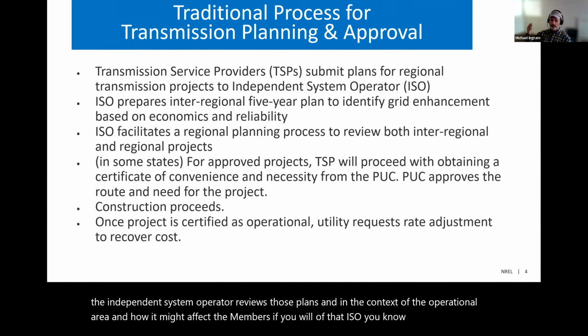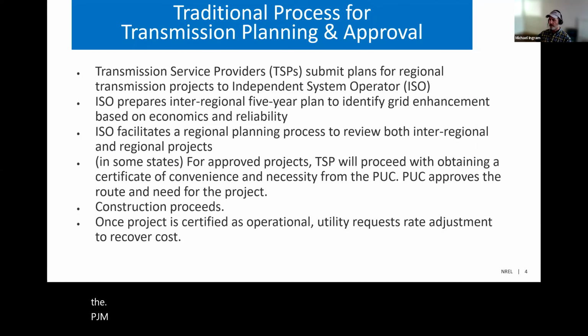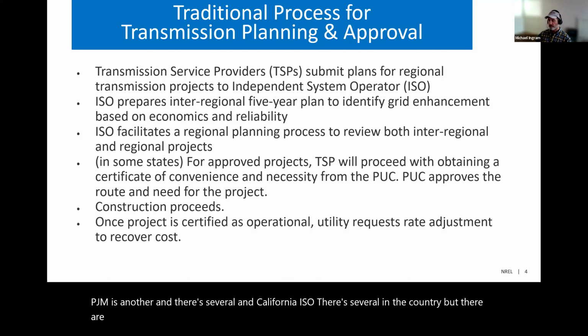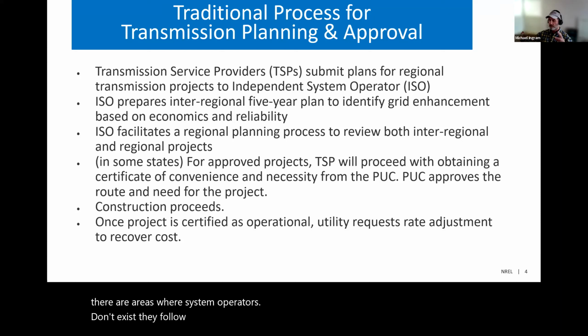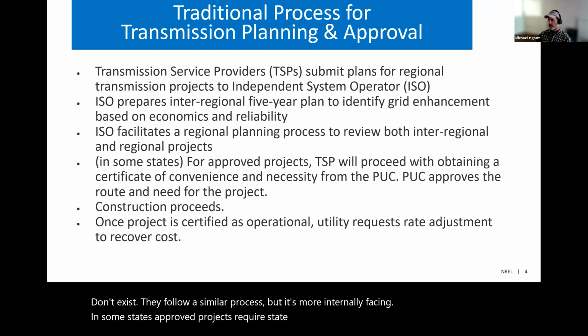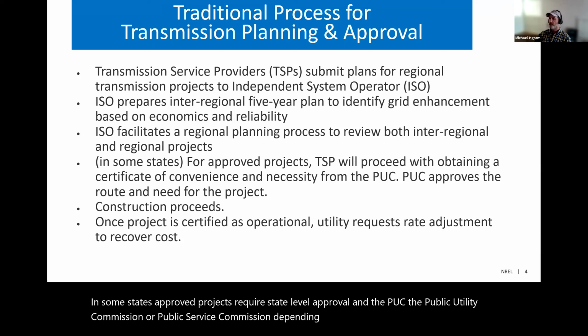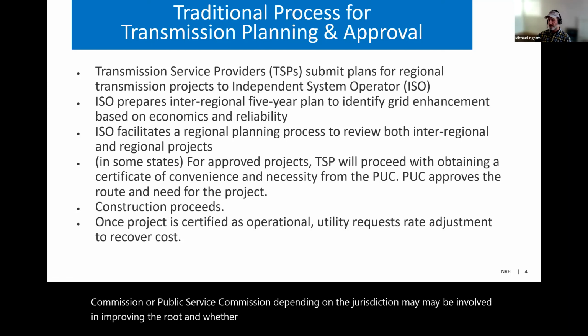The Midwest ISO, the PJM is another, and there's several in California ISO. There's several in the country, but there are areas where system operators don't exist. They follow a similar process, but it's more internally facing. In some states, approved projects require state level approval, and the PUC, the Public Utility Commission or Public Service Commission, depending on the jurisdiction, may be involved in approving the route and whether the project is needed for the jurisdiction.